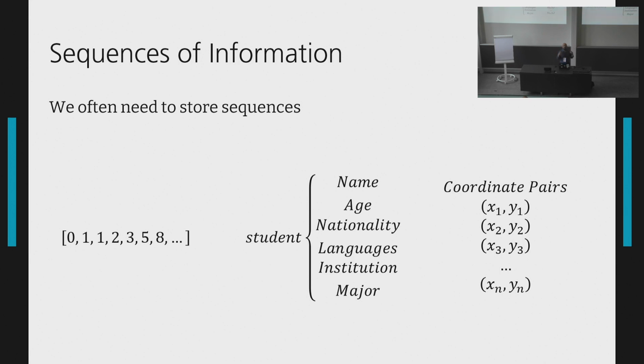So we want to store sequences of information, right? Oftentimes, we're not interested in just one number. We want a sequence of numbers. An example is the Fibonacci sequence. Additionally, you might want to store multiple types of information associated with, for example, a student: their age, their nationality, what languages they speak. You might also want to store things like coordinate pairs, right? Oftentimes, if you're graphing or trying to carry out complex analysis, you're going to need the features across multiple axes.